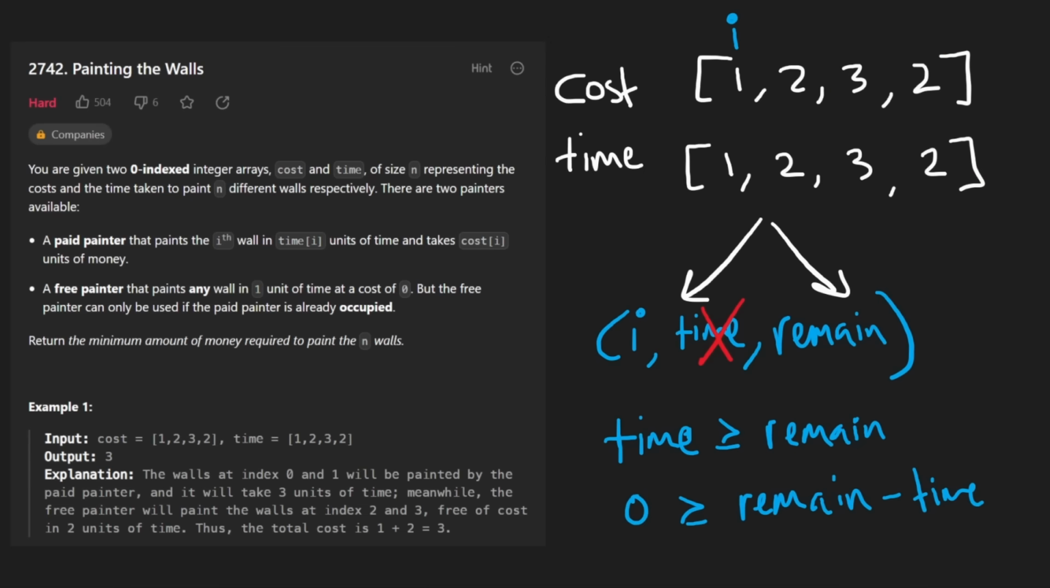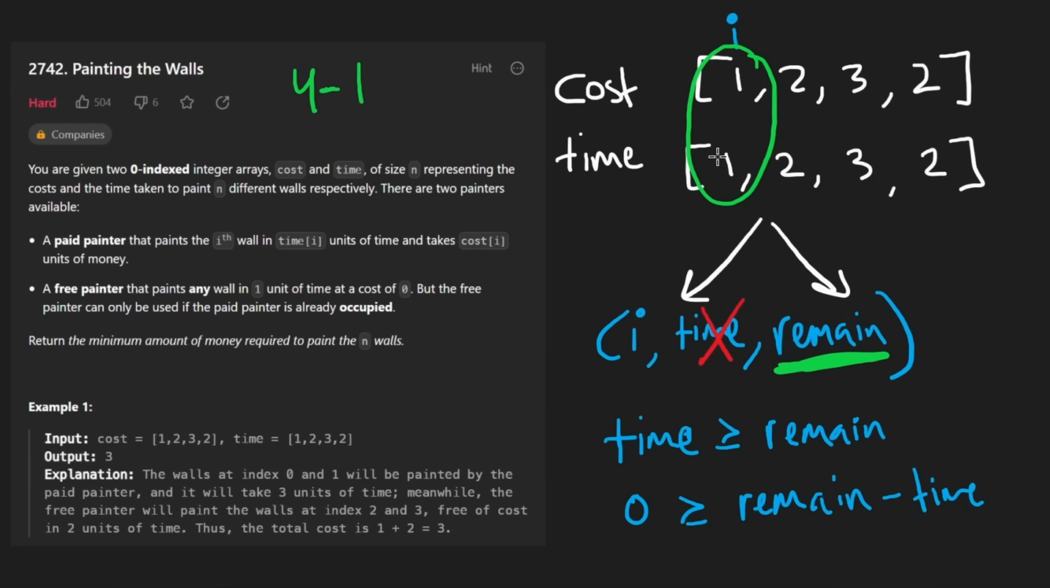If I decided that the paid painter is going to paint this wall, we started with 4 walls, didn't we? I'm doing the math on this side. We started with 4 walls, so I'm definitely going to subtract 1 because we literally just painted a wall. We have 3 walls left. So I'm definitely subtracting 1 every time we paint a wall. That's pretty simple. We're just counting the remaining walls.